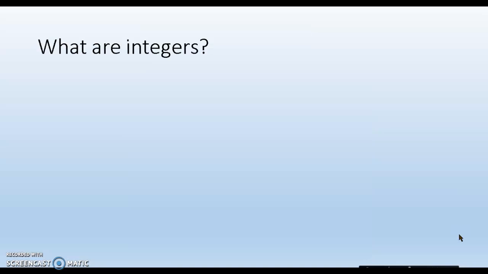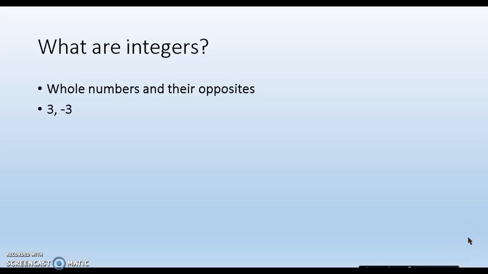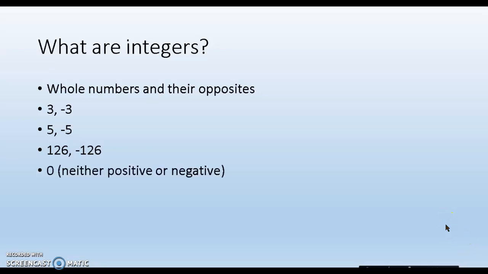What are integers? Integers are whole numbers and their opposites. For example, 3 and -3, 5 and -5, 126 and -126. We can't forget 0. 0 is an integer as well, but it's neither positive nor negative.